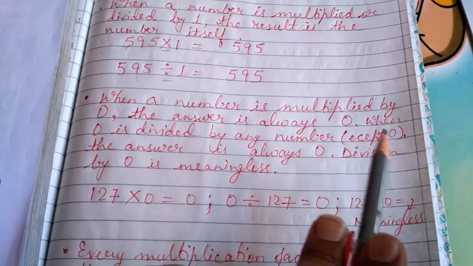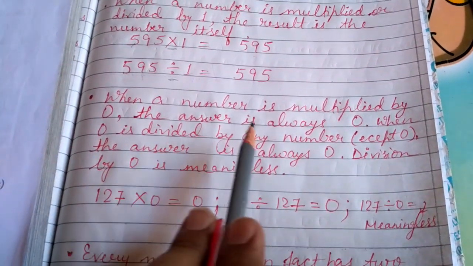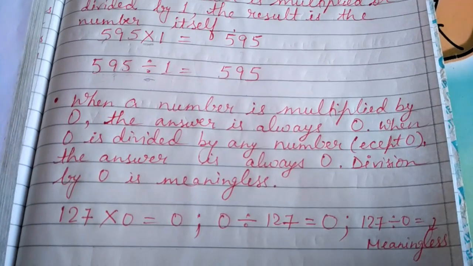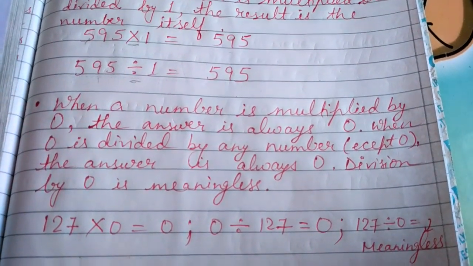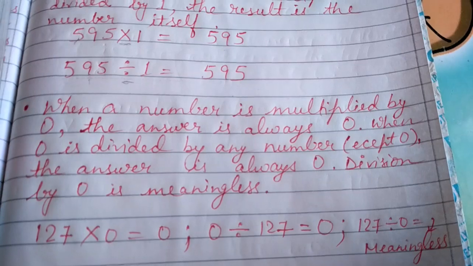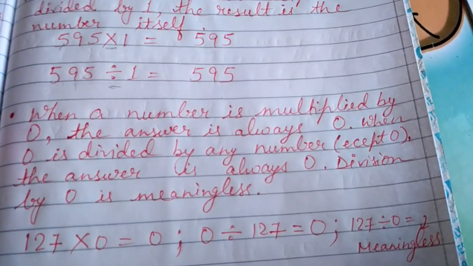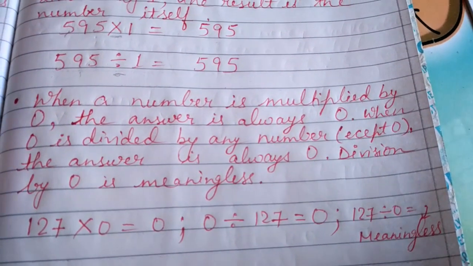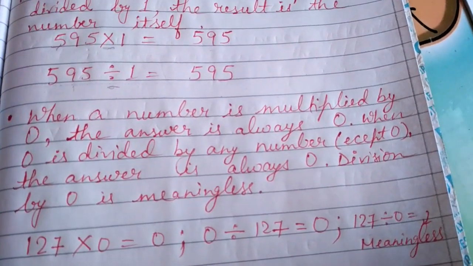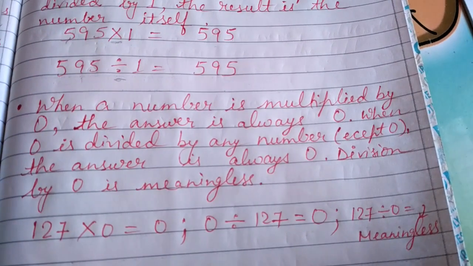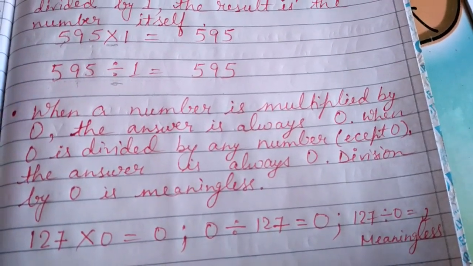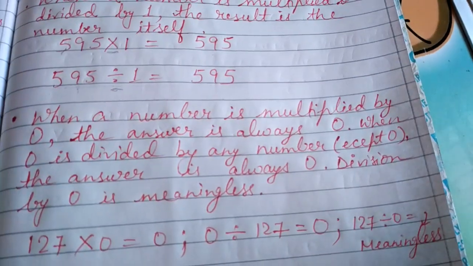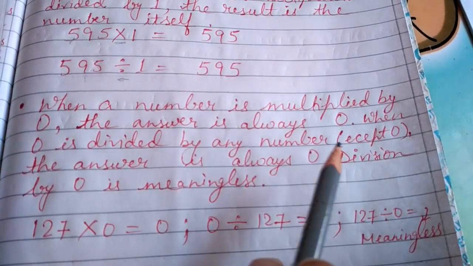Moving on to the second property. When a number is multiplied by 0, the answer is always 0. Yes, this is very important. Whatsoever bigger or smaller number it is, if that number is multiplied with 0, then always the result will be 0. Even if we are multiplying 1 crore, 1 lakh, 10 lakh, 10 crores with 0, the result will be 0, always 0.